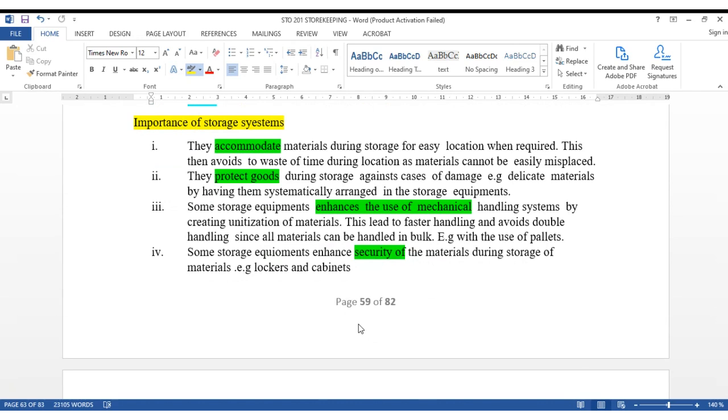Thirdly, some equipment enhances the use of mechanical handling systems. It is important that you have equipment that can effectively be used to handle mechanical systems. Fourthly, some storage equipment may enhance security of materials during storage. For example, lockers and cabinets, when they are lockable, mean that the materials kept within should be safe from theft or pilferage.